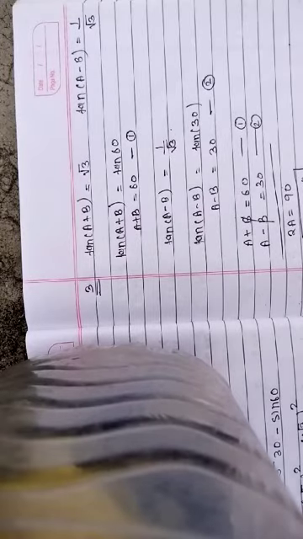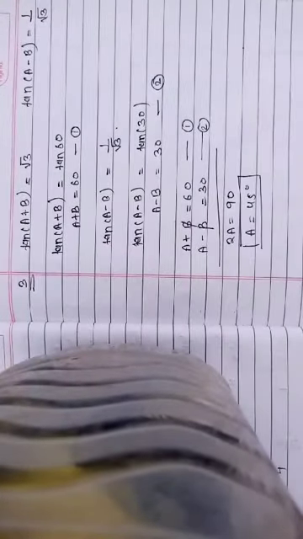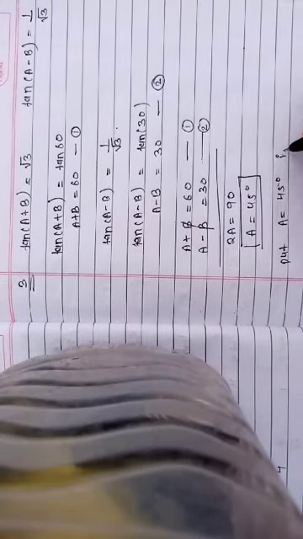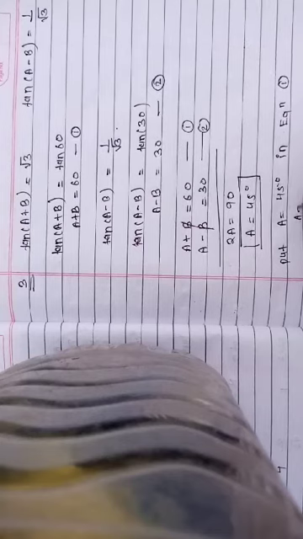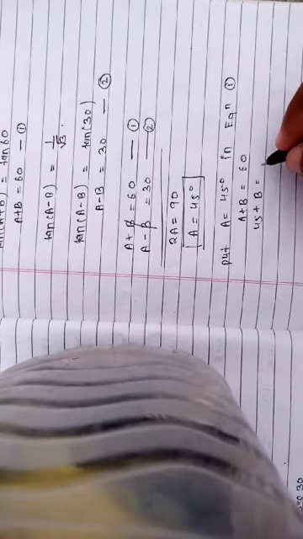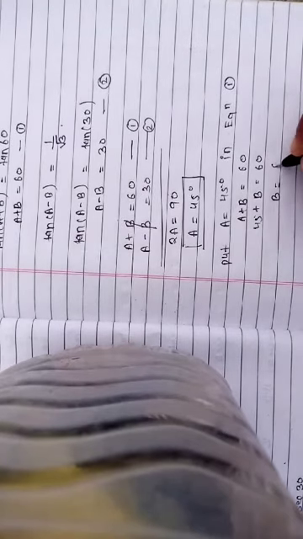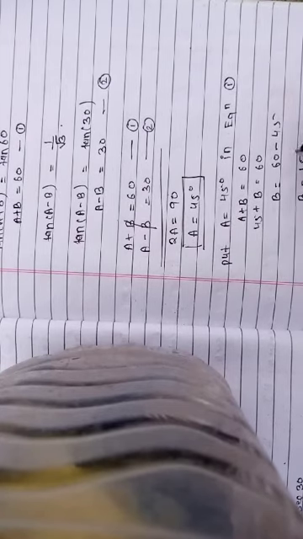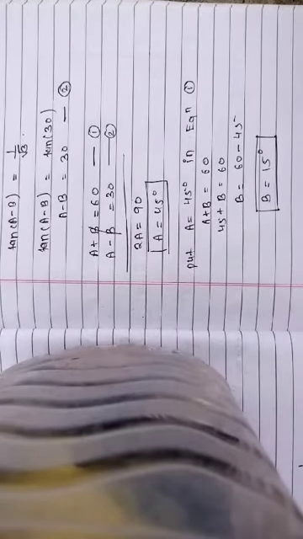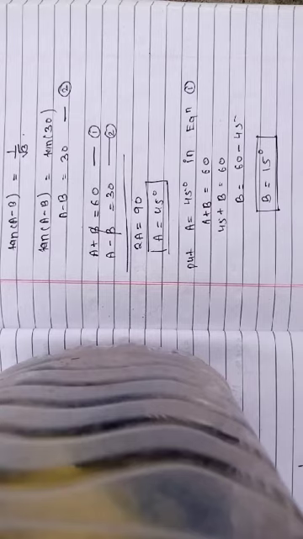Now you can substitute a in any one of the equations. So put a equal to 45 degree in equation 1. So a plus b is equal to 60, so 45 plus b is equal to 60, so b is equal to 60 minus 45, so b is equal to 15 degree. Okay, these are the values of the trigonometric function. Try to solve the remaining sums.